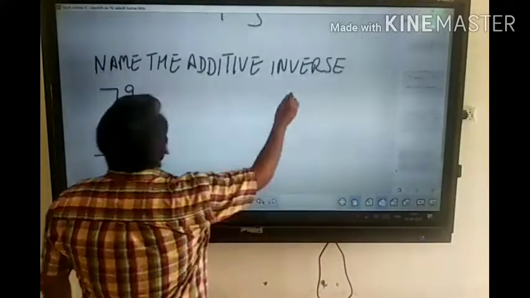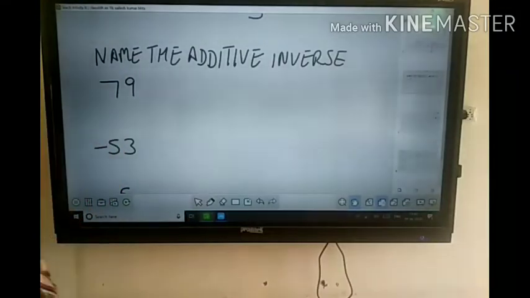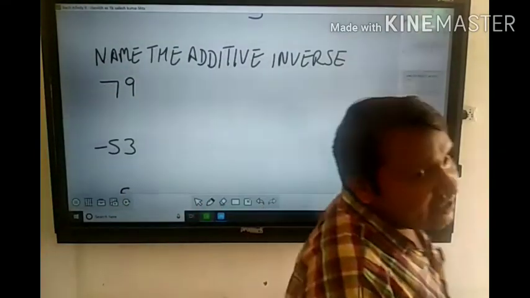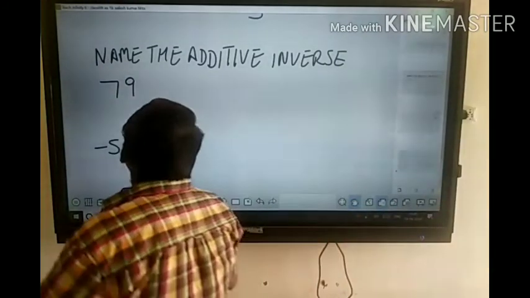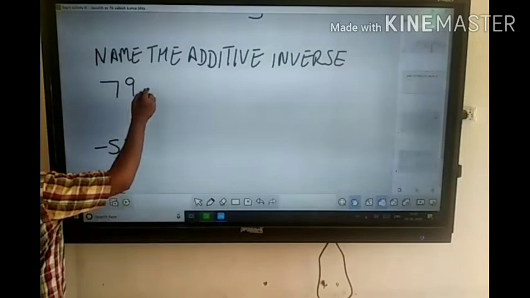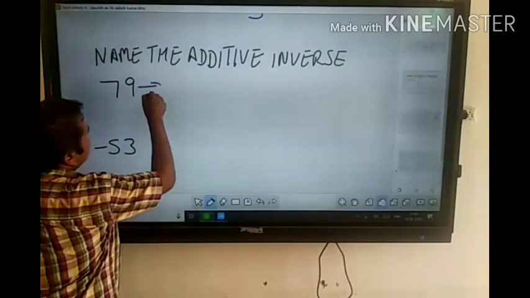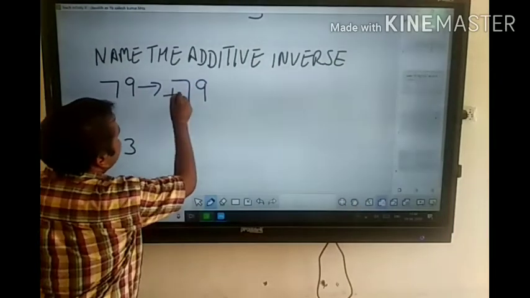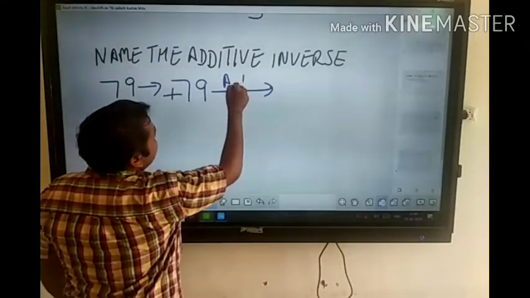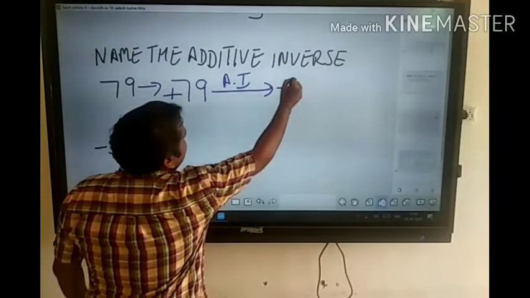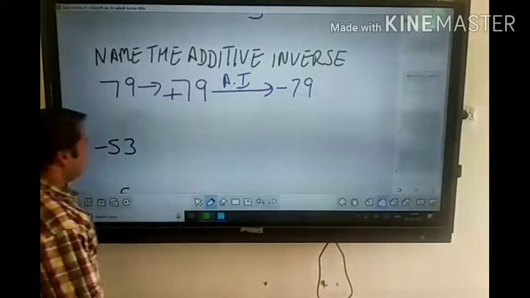So let's proceed. Name the additive inverse. Now additive inverses are formed just by changing the sign of the integers. So here you will see 79 is a positive integer. So its additive inverse will be minus 79.